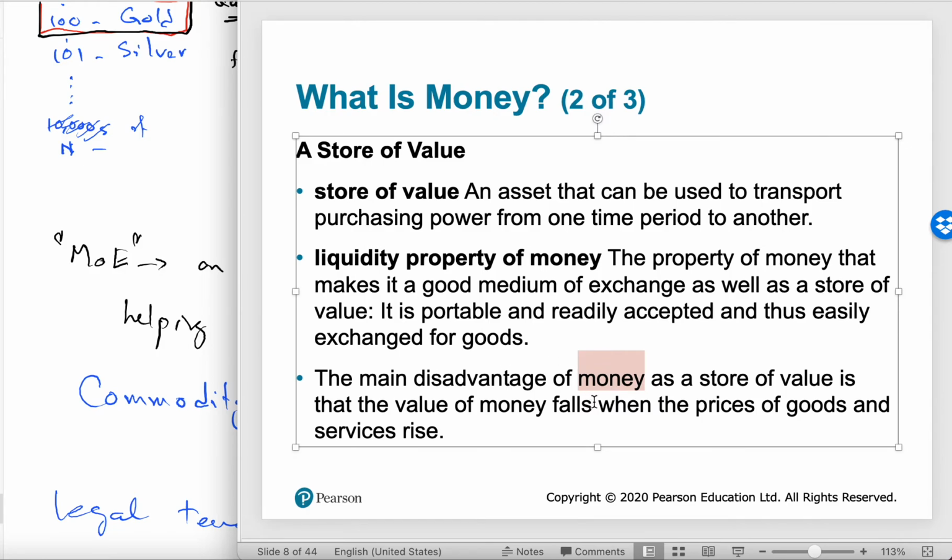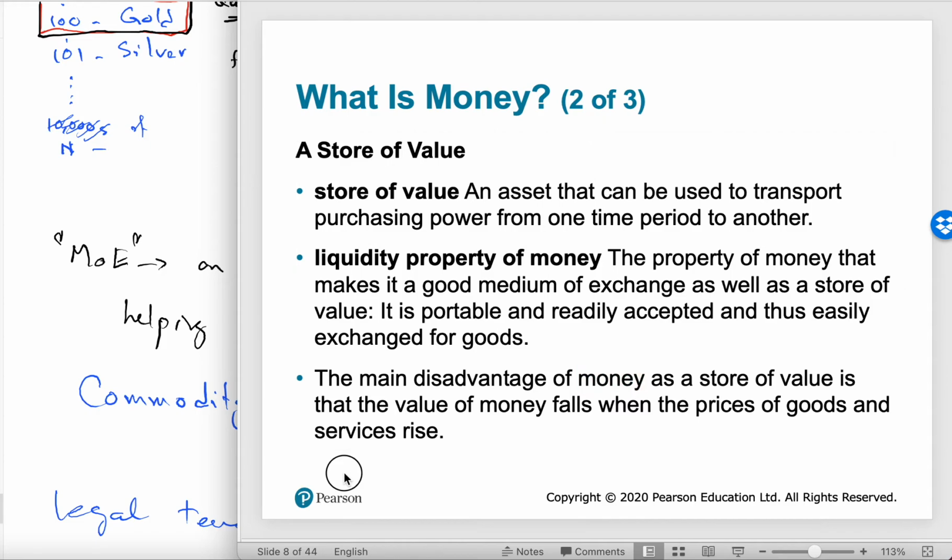So paper money is a good thing as a medium of exchange, but it may lose its value, and that is why the store of value may not be considered for currency or paper money.